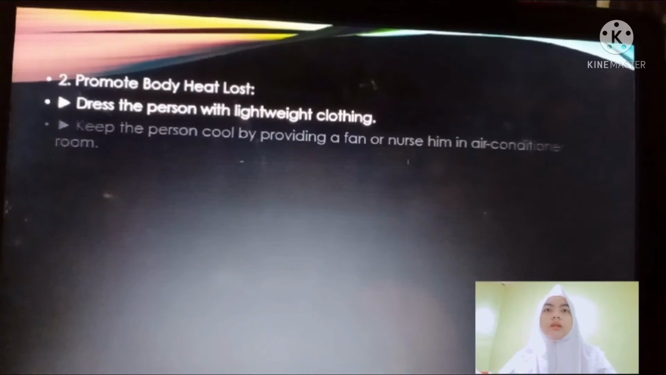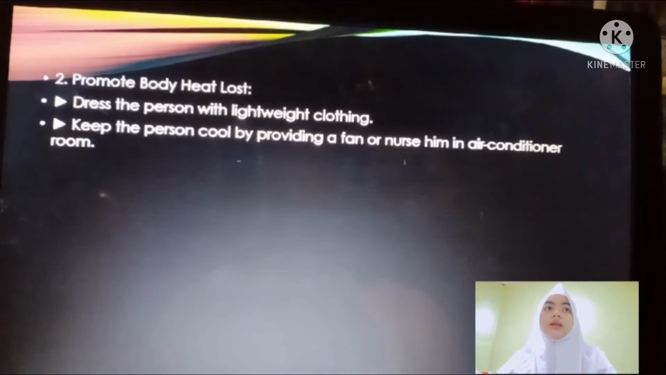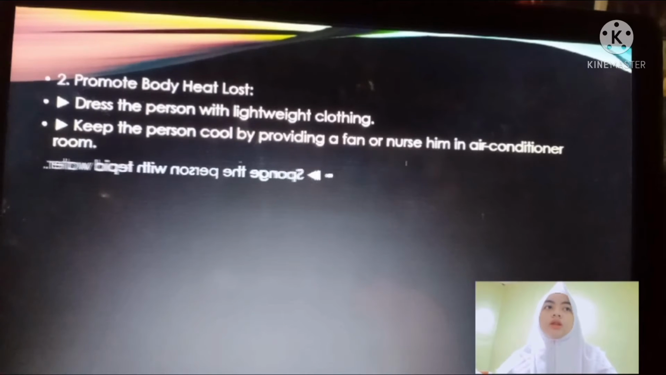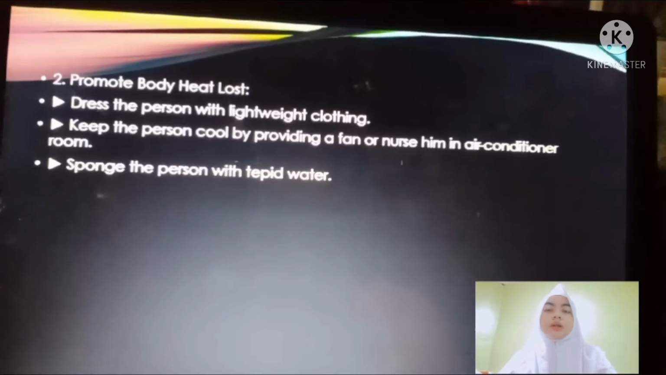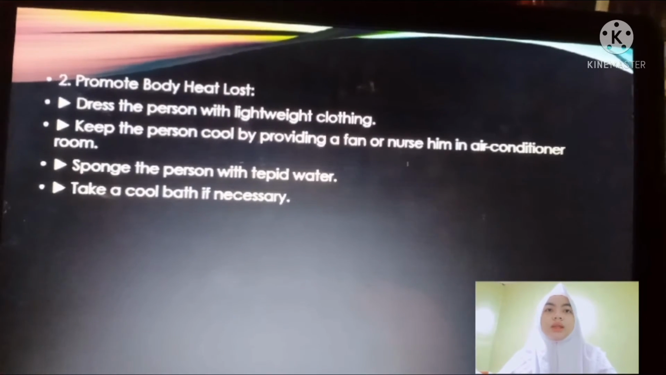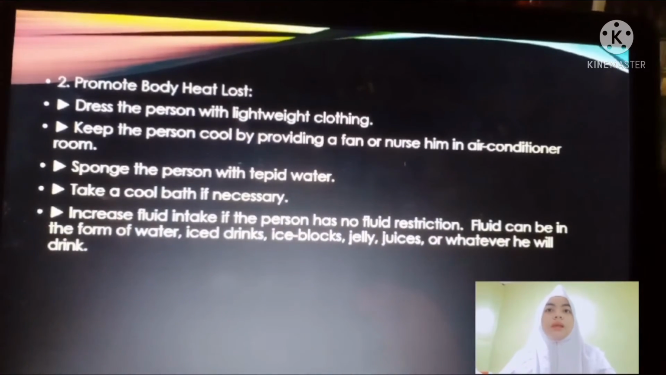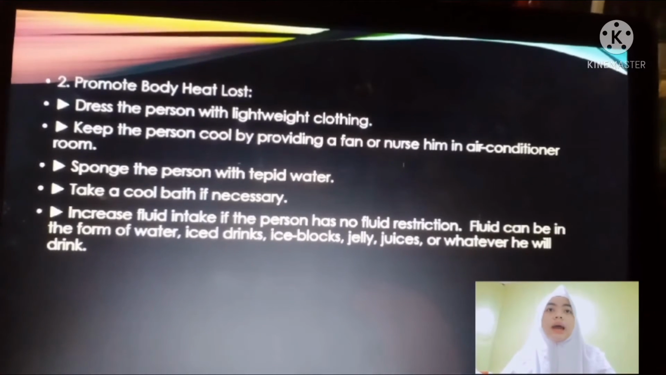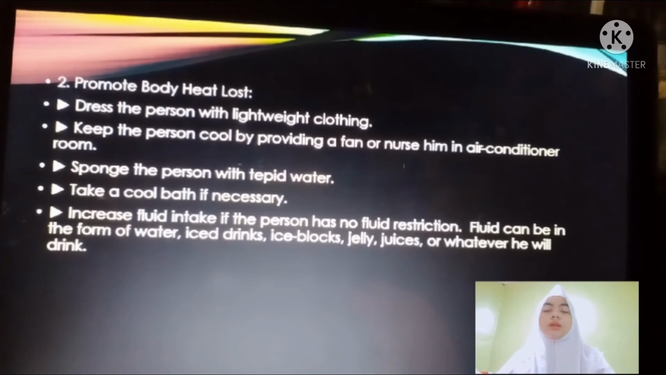So number 2 is promote body heat loss. Dress the person with lightweight clothing. Keep the person cool by providing a fan or nurse him in an air-conditioned room. Sponge the person with tepid water. Take a cool bath if necessary. Increase fluid intake if the person has no fluid restriction. Fluid can be in the form of water, ice drinks, ice blocks, jelly, juices, or whatever he will drink.